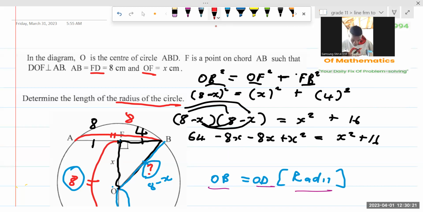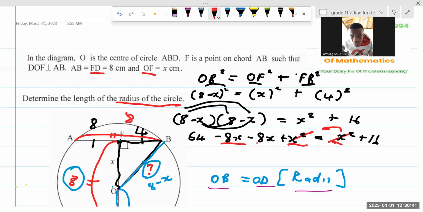And then now we're going to group like terms. As you can see, we have x squared, we also have x squared. So we're going to take everything to this other side. Now, if I take this x squared to this other side, it's positive. If it comes to this side, it's going to become what? Negative. So I have this one and this one, which are going to cancel each other out.